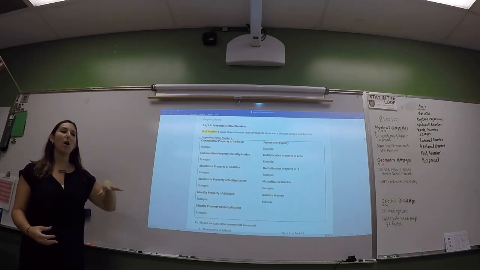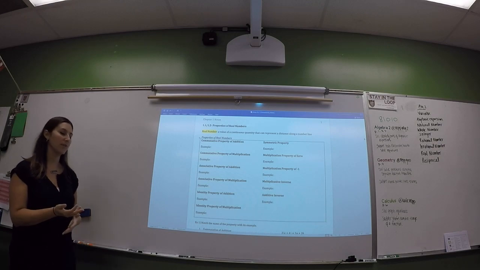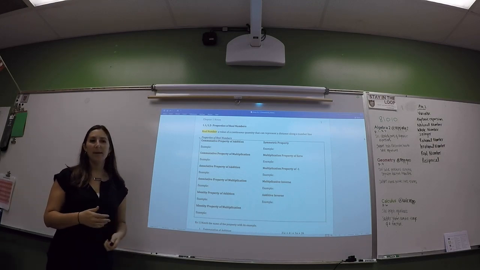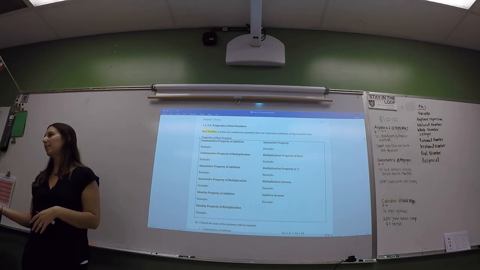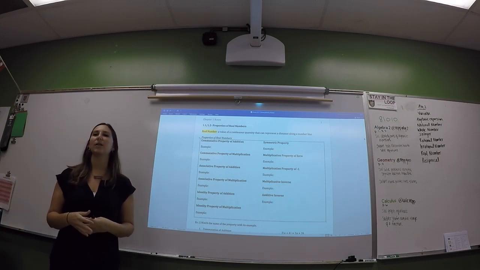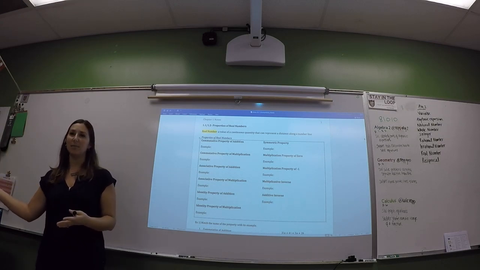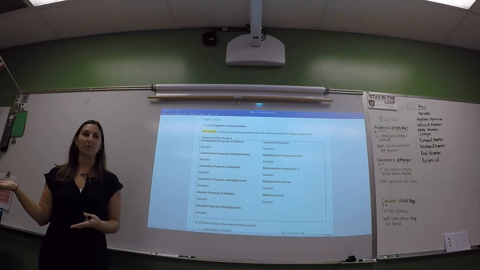A couple of sections are basically all your vocab words. Some of you have probably heard of these properties in Algebra 1, and then you kind of forgot about them because you didn't use them anymore, but these are properties of real numbers. Real numbers are the numbers that you know. We haven't discussed imaginary numbers yet, and we won't until chapter 4.